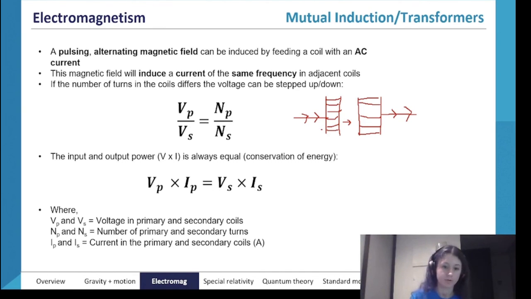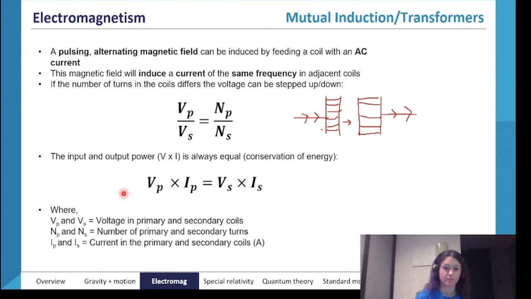And of course, the voltage of our primary coil divided by the voltage of our secondary coil is going to be equal to the same ratio for the number of turns. So if the number of turns is different, that means that we can step up or step down the voltage.